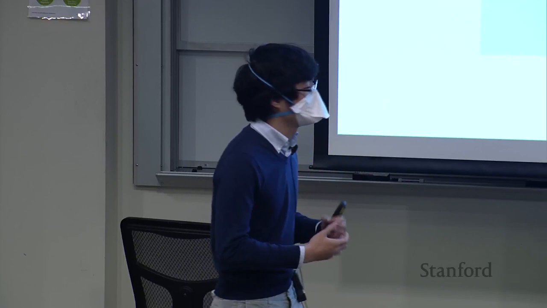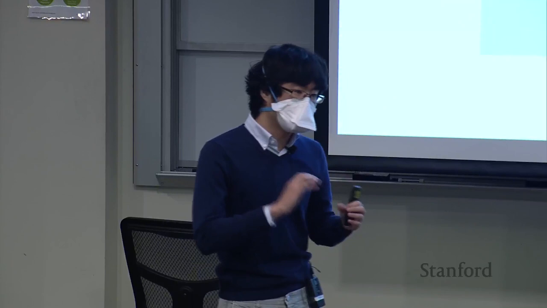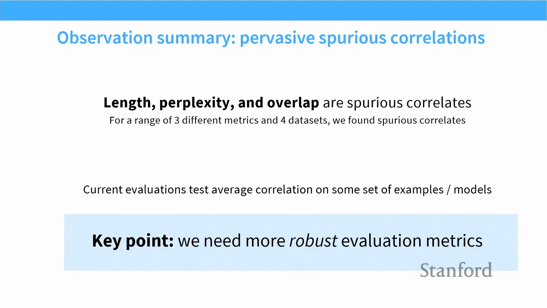We really have to look deep and look at what the system is learning and test it out of its distribution. And so what we found here is that we found at least three different spurious correlates and that they were very predictive of performance and that they correlated really highly with these learned metrics, right? That was the thing that we found, these three things.